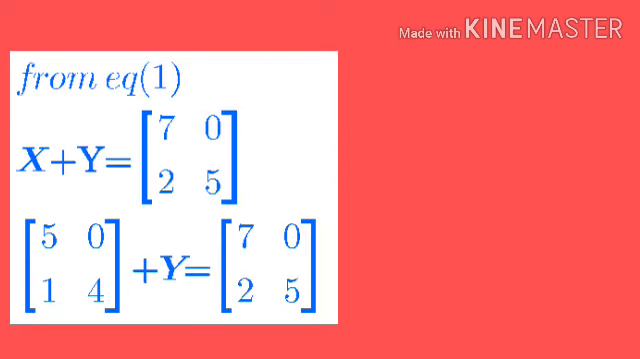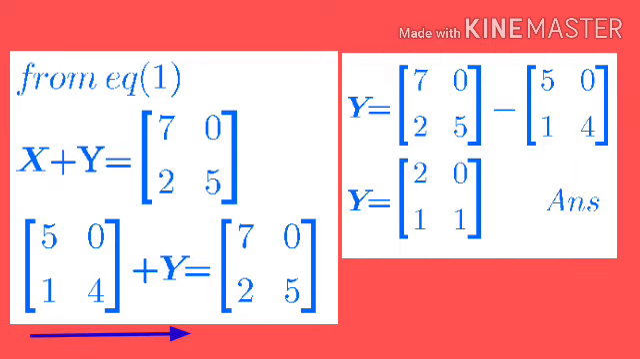Now from equation number 1, since our equation number 1 is x plus y, which is [7 0; 2 5], in place of x put this value [5 0; 1 4] and transfer to the right side. So matrix y is equal to [7 0; 2 5] minus x, it means minus [5 0; 1 4].